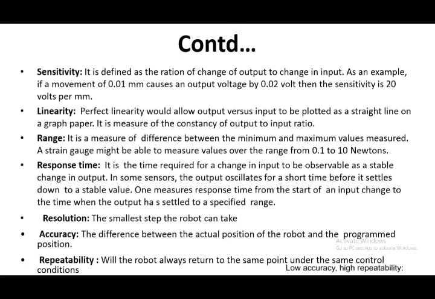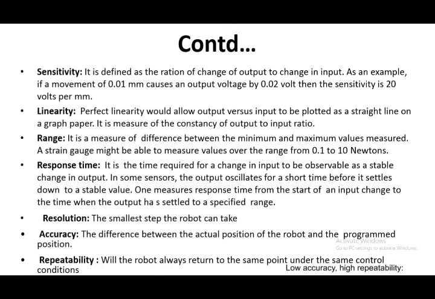Range is a measure of the difference between the minimum and maximum values measured. A strain gauge might be able to measure values over the range from 0.1 to 10 newtons. Next, response time: it is the time required for a change in input to be observed as a stable change in output. In some sensors, the output oscillates for a short time before it settles.